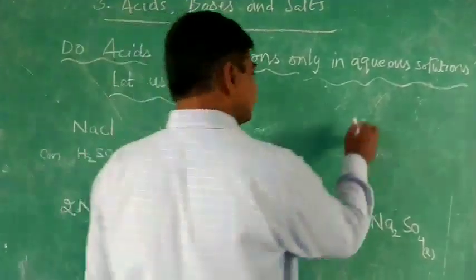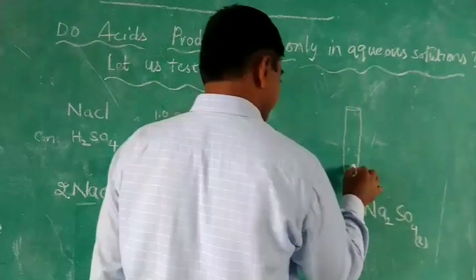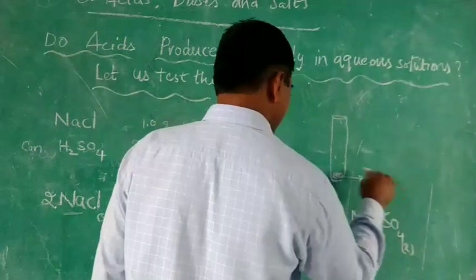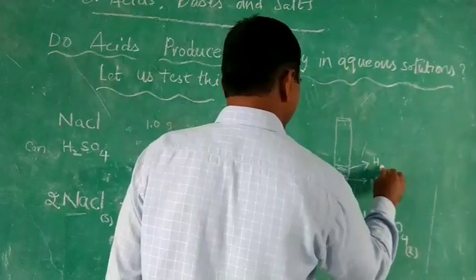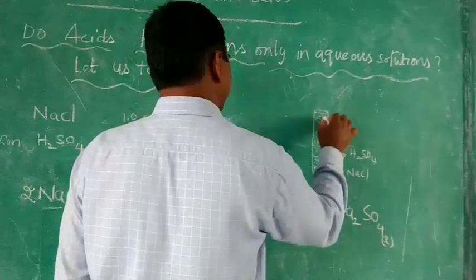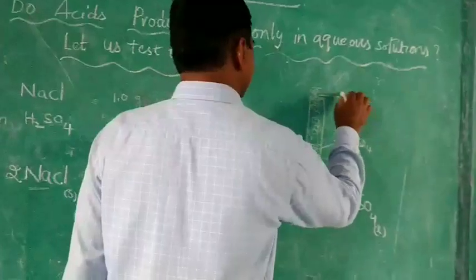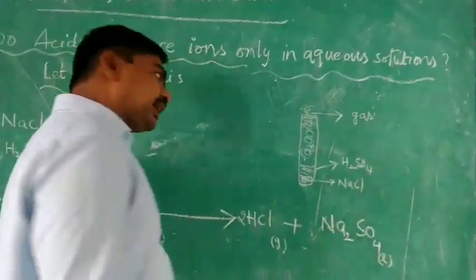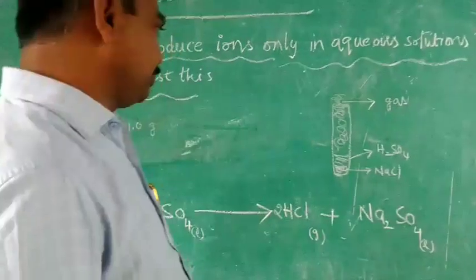Whenever you take this in the test tube, gas is coming out. What is this gas? Is this gas acidic or basic? Take the litmus paper.